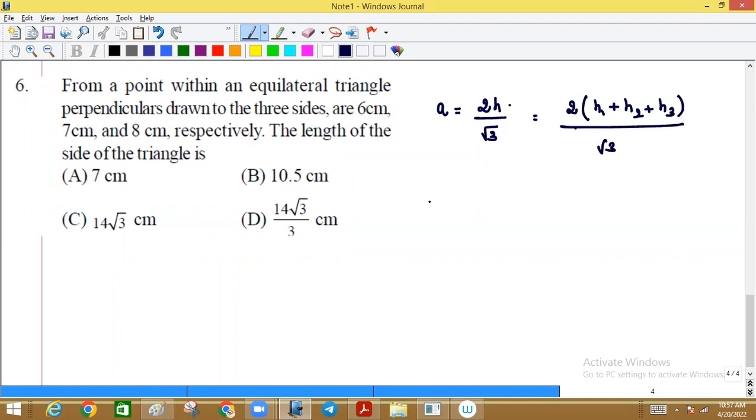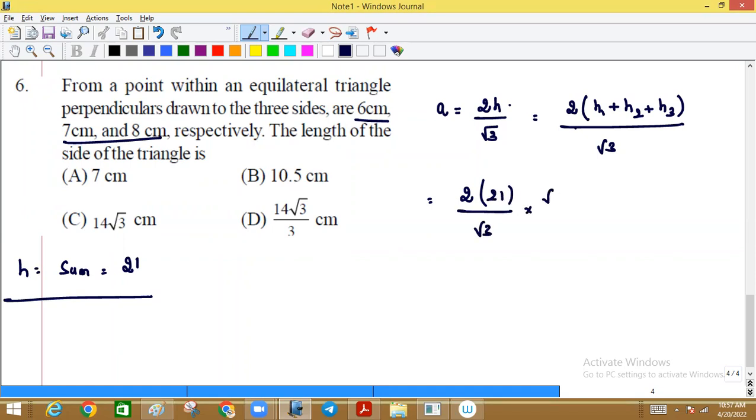So in the exam, you directly write 2 into the sum of perpendiculars, which is 21, that is the sum, which is equal to the height, by what? Multiply and divide it by root 3. 42 root 3 by 3, which comes to 14 root 3. Copy that.